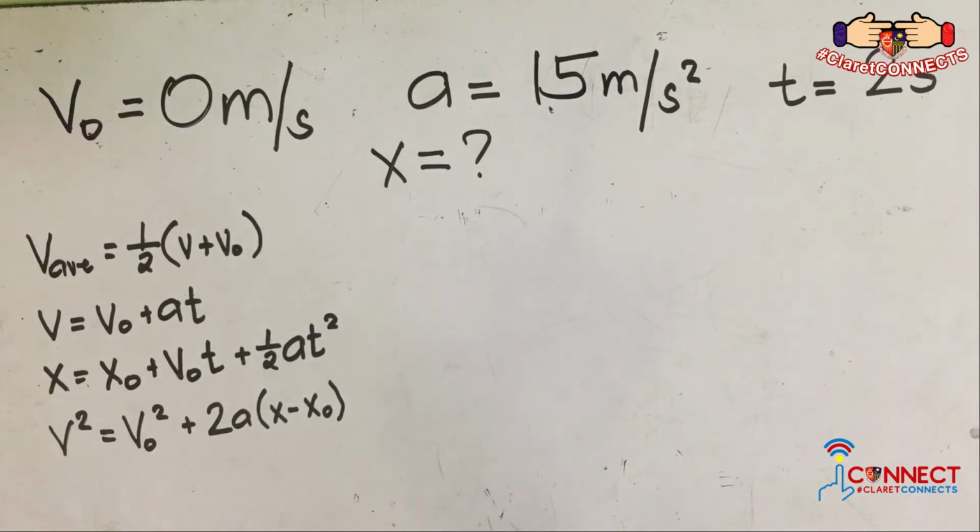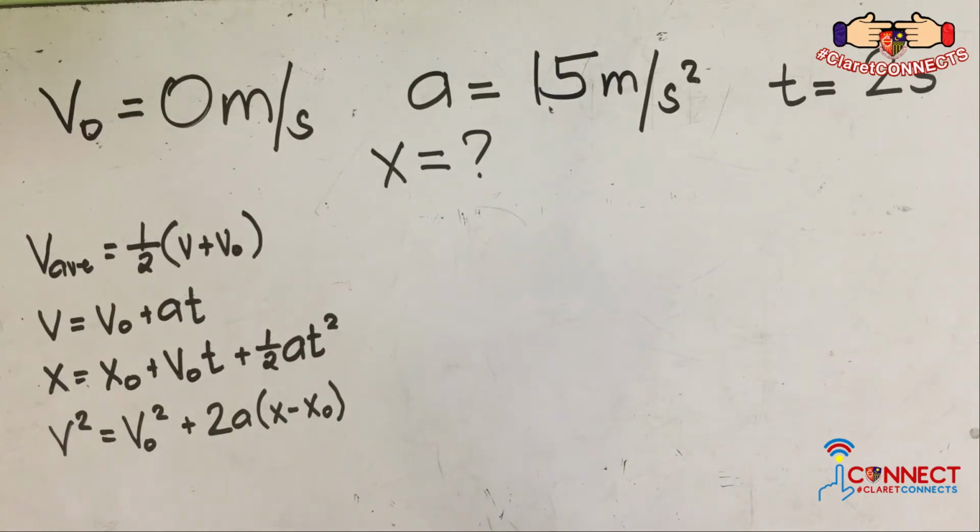Obviously, we cannot use equation 1 because equation 1 doesn't have the value of time, and the variable for x and also for acceleration. We cannot use equation 2 in that case because there's no unknown x in the equation. But that leaves us to equations 3 and 4.